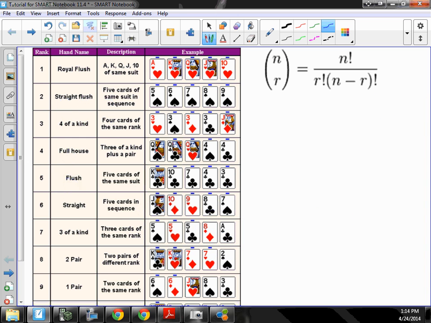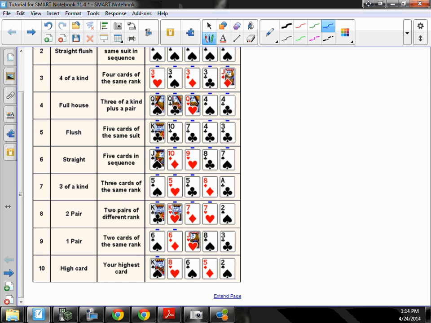Okay, 2 pair. What do we know about 2 pair? 2 pairs of different numbers. That's important. Okay? And if I change the order of the pairs, does that change my hand? If you have king, queen, and I have queen, king, that's the same hand. So do we calculate them separately or together? Together. So we're going to calculate these together.